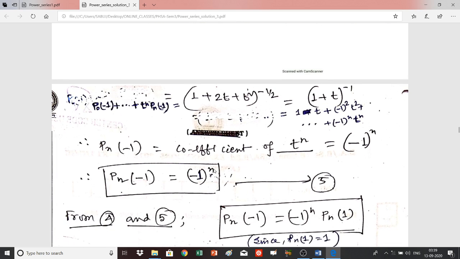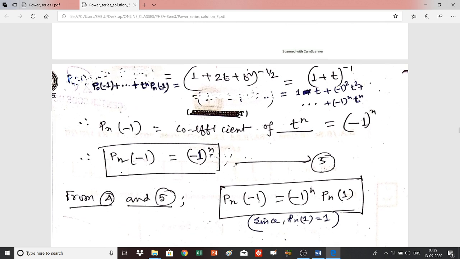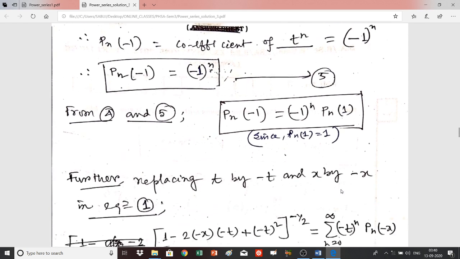Now just compare and find out the coefficient of t to the power n from this relation. So Pn(-1) is nothing but the coefficient of t to the power n in this series, that is equal to (minus 1) to the power n. So Pn(-1) is equal to (minus 1) to the power n, and you can write it as (minus 1) to the power n into 1, and 1 can be written as Pn(1), since Pn(1) is equal to 1. So from this you can write Pn(-1) is equal to (minus 1) to the power n into Pn(1). Okay.